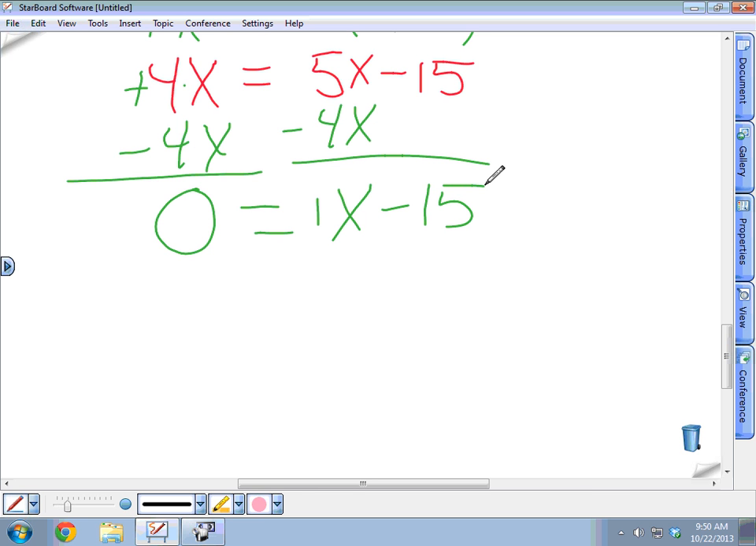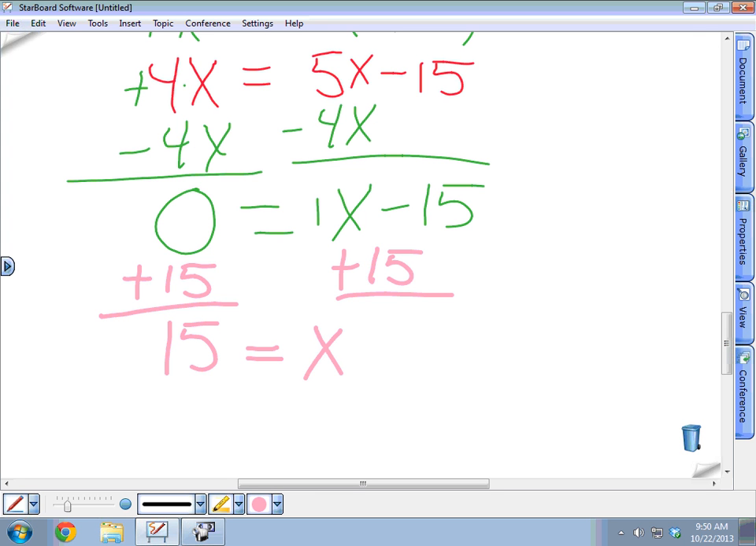What am I going to do next, Gianna? You add 15 to 0, and to this side too, right? Got to do the same thing to both sides. What am I going to get left with? 15 equals 1x, or x. And x is 15 in this problem.